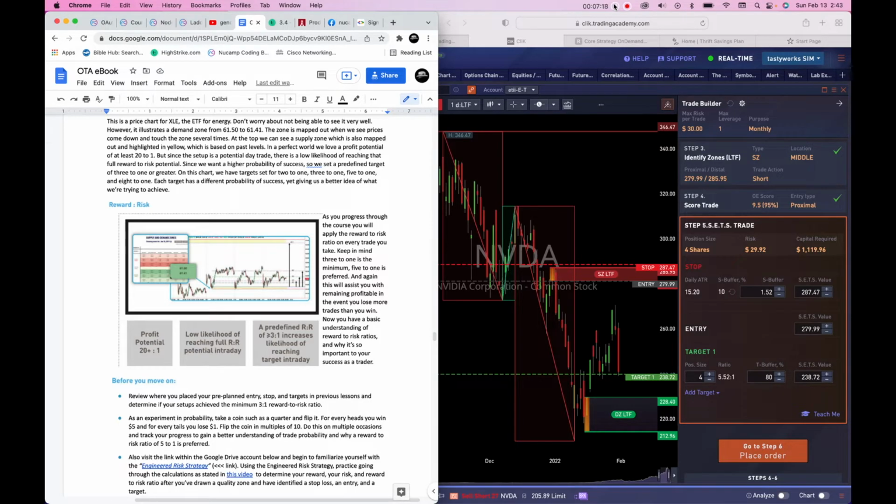Also, visit the link within the Google Drive account below and begin to familiarize yourself with the engineered risk strategy. Using the engineered risk strategy, practice going through the calculations as stated in this video link. Do this in order to determine your reward, your risk, and reward to risk ratio after you've drawn a quality zone and have identified a stop loss, an entry, and a target.